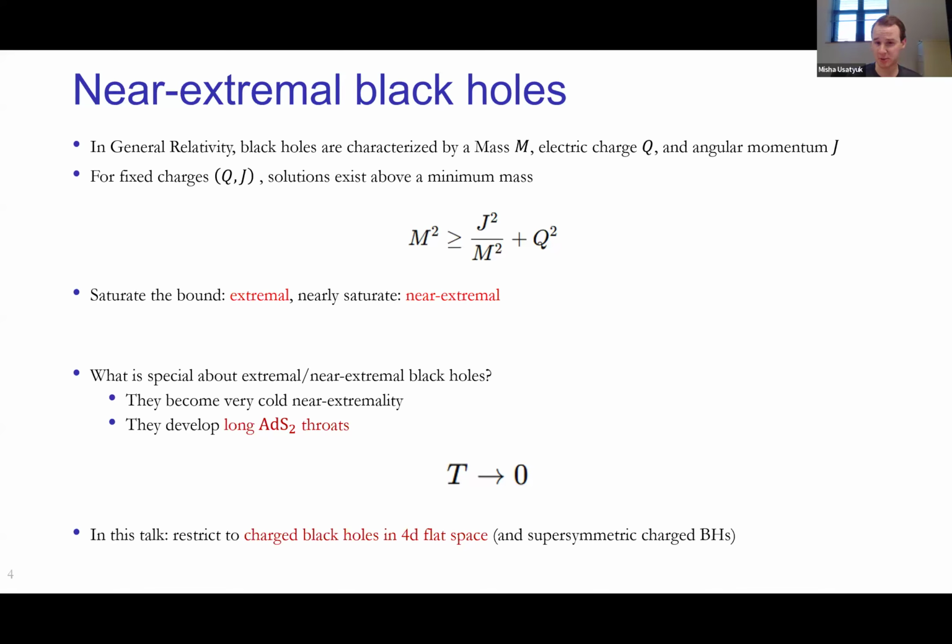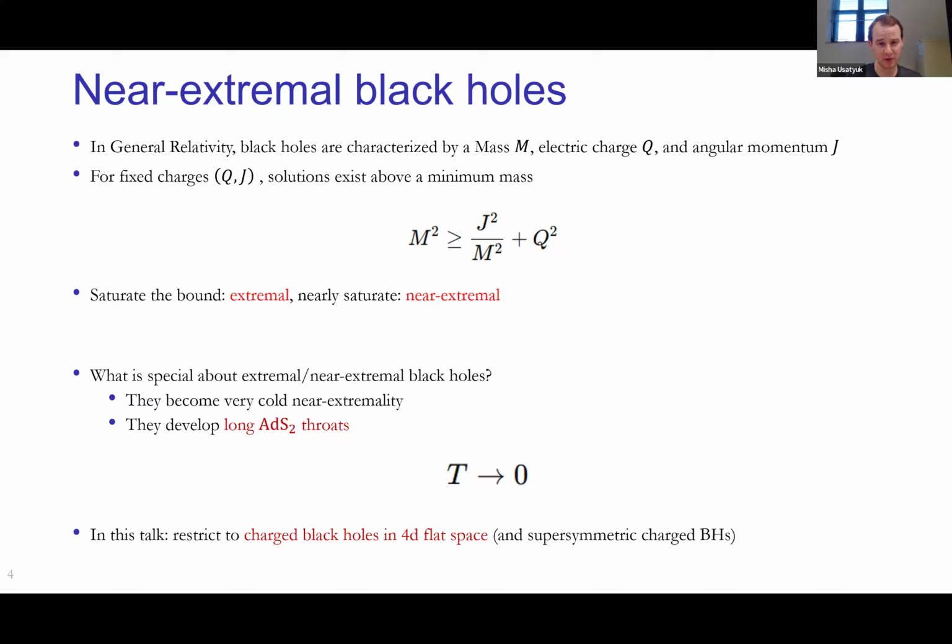So when the mass squared is greater than the spin squared over the mass squared plus charge q squared, the black hole exists. And this inequality is a little bit non-trivial because the mass appears both on the left and on the right-hand side. Good. So what is a near-extremal or an extremal black hole? If we have a solution that exactly saturates this inequality in GR, it's called extremal. Whereas if we nearly saturate this inequality, it's called near-extremal.